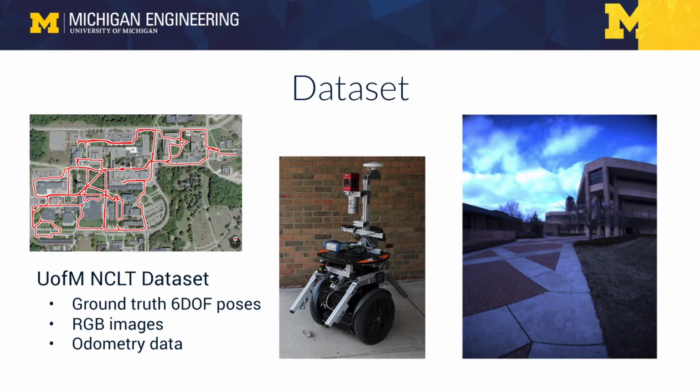The dataset that we're using is the University of Michigan NCLT dataset. This dataset contains ground truth six-degree-of-freedom poses, RGB images, which can be seen on the right, and the odometry data. All this data is collected by the robot pictured in the center of the slide.